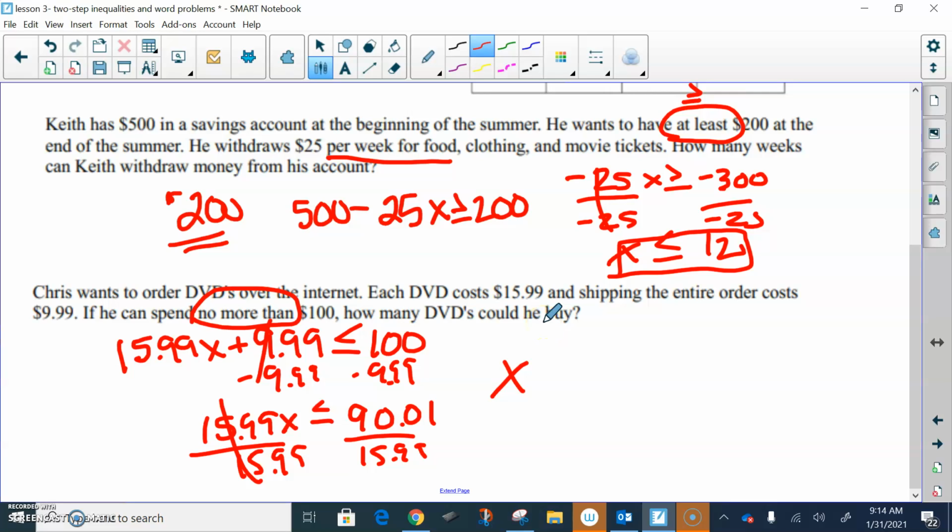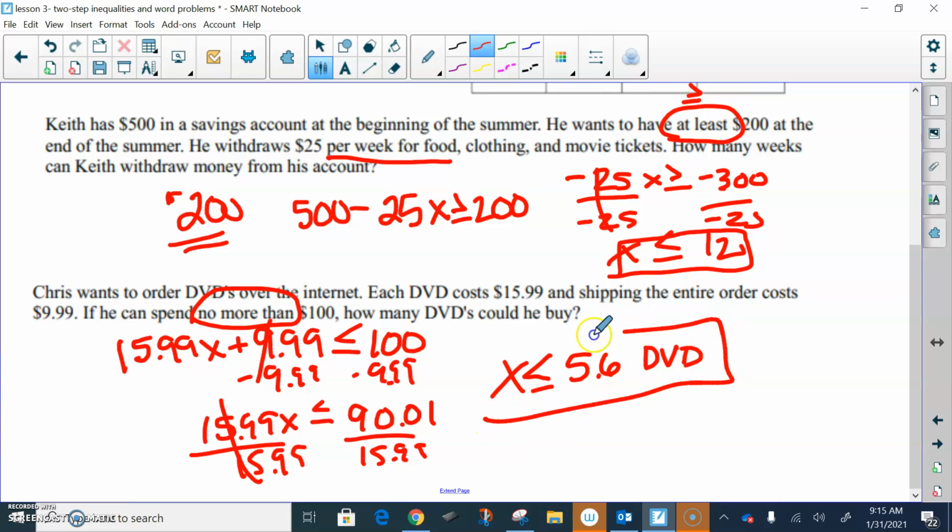And let's see. So it looks like it is less than 5.6 DVDs. Okay, so that means he can order 5 or fewer. He can't order 6. You can't order a fraction. So our answer is he can order 5 or fewer DVDs and stay within his $100 budget.